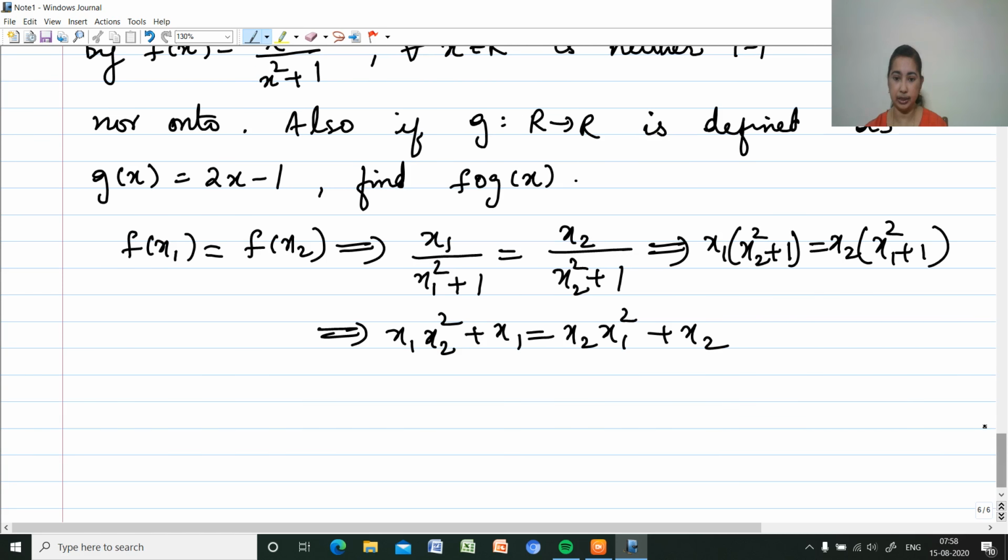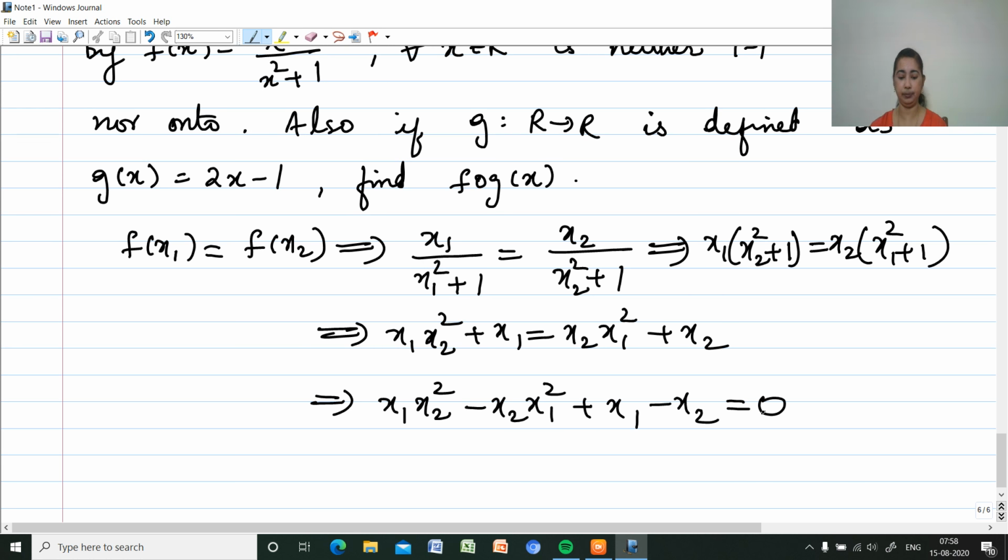So all the similar terms, we can bring them to one side, or we can take all the terms to one side. x1 x2 square minus x2 x1 square plus x1 minus x2 is equal to 0. That gives, in the first two terms we can see x1 x2 is common, remaining x2 minus x1, and here if I'm taking a negative sign, you can write again x2 minus x1 equal to 0.